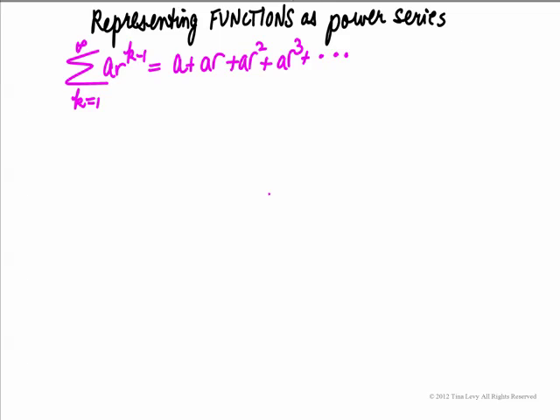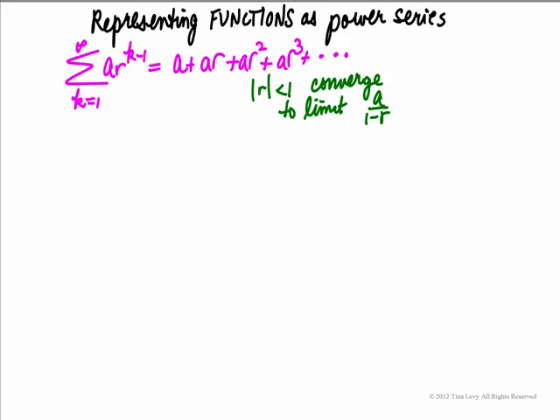We're going to look at representing functions as power series. To start with, we're going to look at the geometric series, the sum of ar to the k minus 1, which is a, ar, ar squared, and this goes on indefinitely. Knowing what we already know about geometric series, we know that if the absolute value of r is less than 1, this will converge, and it will converge to the limit of a over 1 minus r.